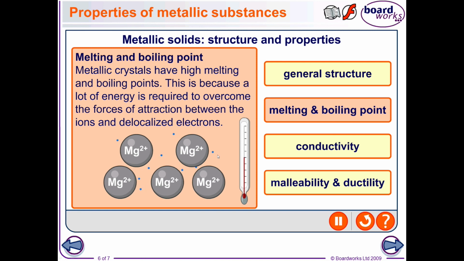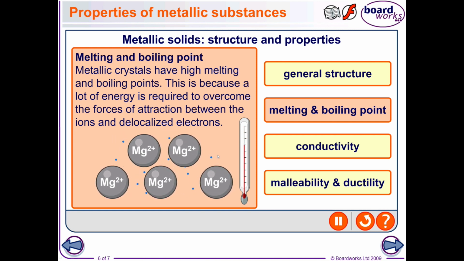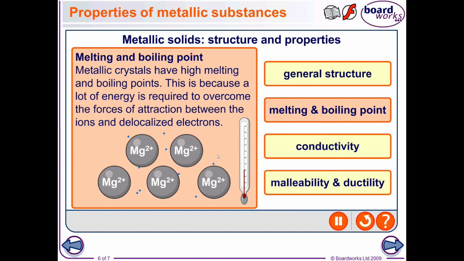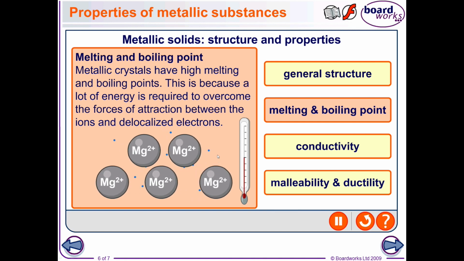So most of the metals will have high melting and boiling points because metallic bonds are strong, and you have to break the attraction between the positive metal ion and the delocalized sea of electrons. You've got to use those phrases in the exam.